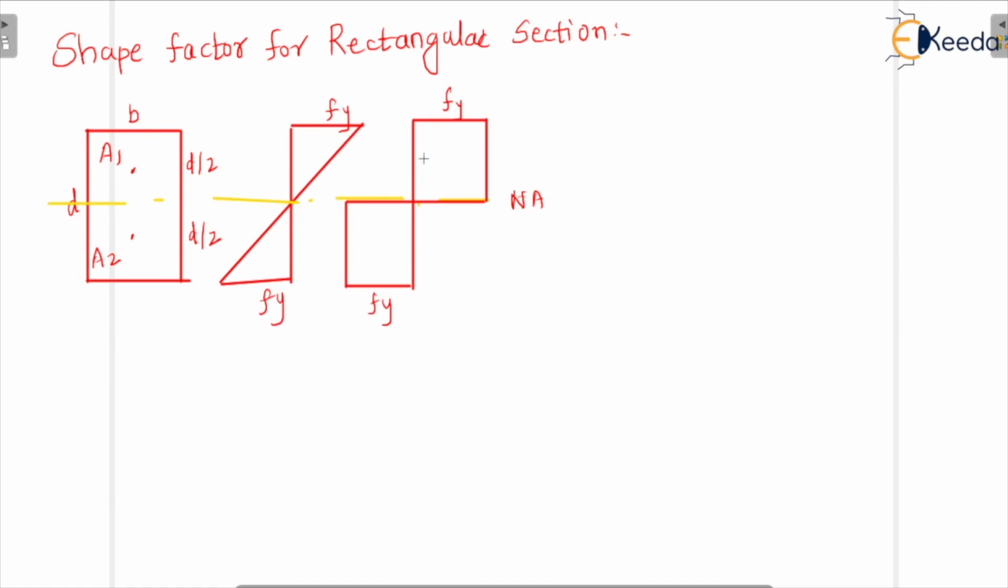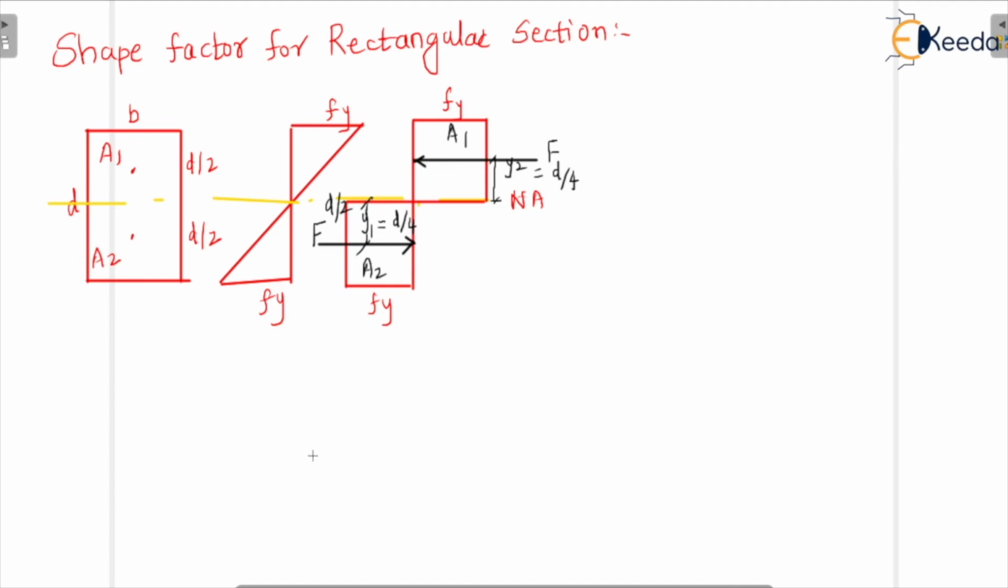Now here, let me just draw the diagram first. Let us say this is y2, which is equal to d by 4. This is y1, equal to d by 4. This is area A2, this is area A1, and this is at d by 2. If we see the small measure from 0 to d by 2, then this is at d by 4. This y1 is measured from here to here, y2 is measured from here to here.